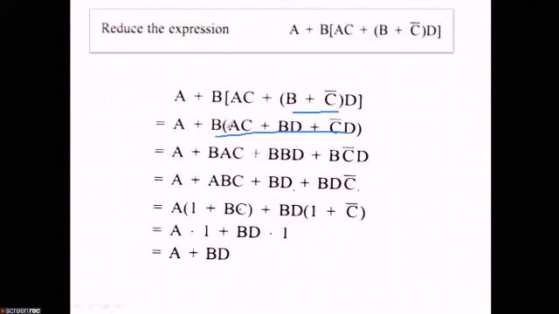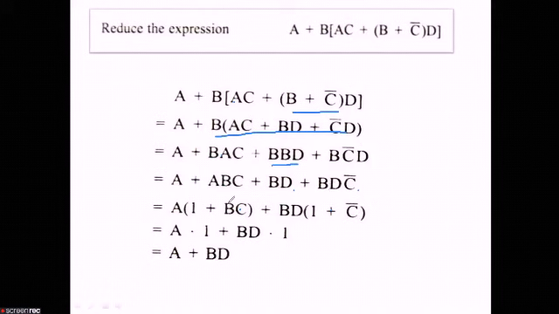We can multiply B with each of the terms. So after the multiplication, we are getting A plus ABC plus B dot D plus B dot C bar D. Now here what we can see, we are writing it in order. We can also do one thing: B and B, BBD means it will be BD. So we've written it like this: A plus ABC plus BD plus BDC bar.